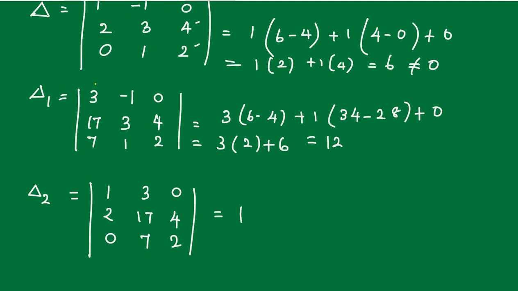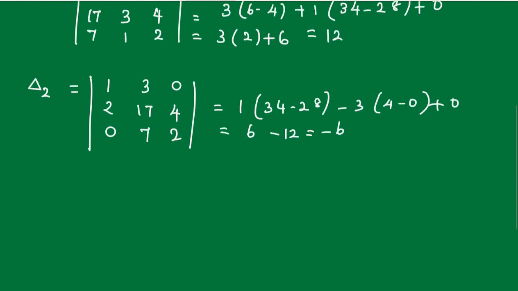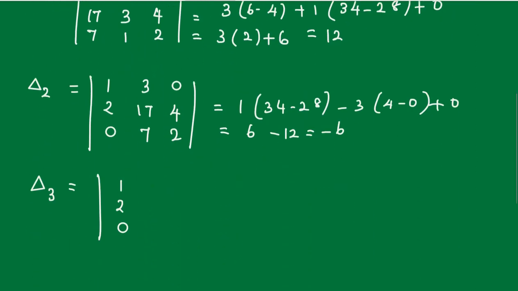Now delta 2 is equal to 1 into 34 minus 28 minus 3 into 4 minus 0 plus 0, which gives us 6 minus 12 is equal to minus 6. Now similarly we do for delta 3. Delta 3 is obtained by replacing the last column by the constants. First row will be 1, 2, the second column will be minus 1, 3, 1. Last column will be 3, 17 and 7.